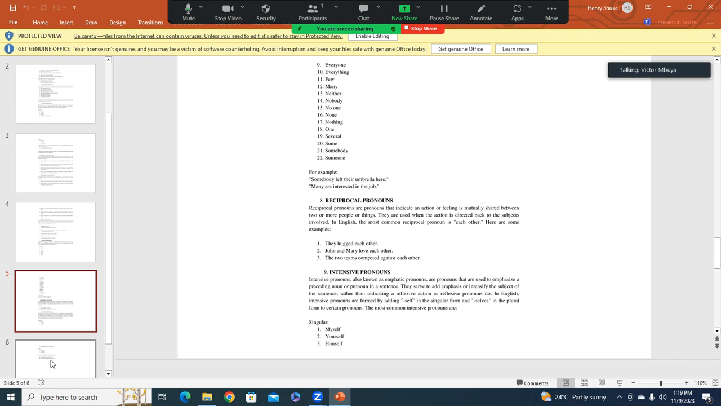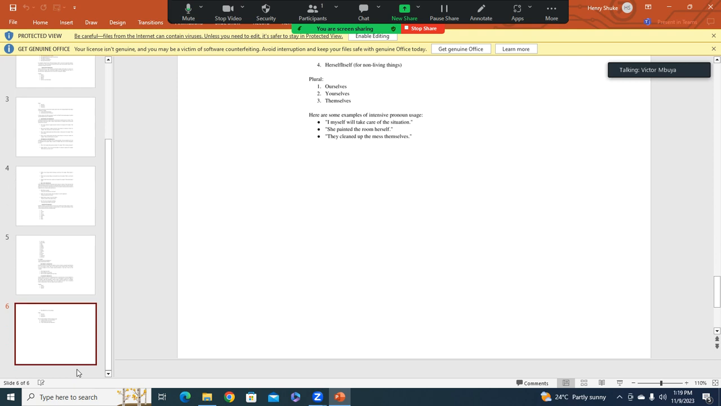In English, intensive pronouns are formed by adding self in the singular form and selves in the plural form to certain pronouns. The most common intensive pronouns are, we have the ones in singular, such as myself, yourself, himself, herself, itself for non-living things. In plural form, we have ourselves, yourselves, themselves. Here are some examples of intensive pronoun usage.